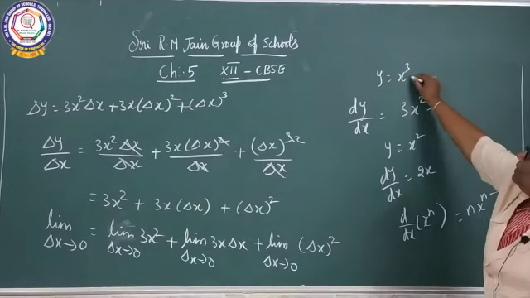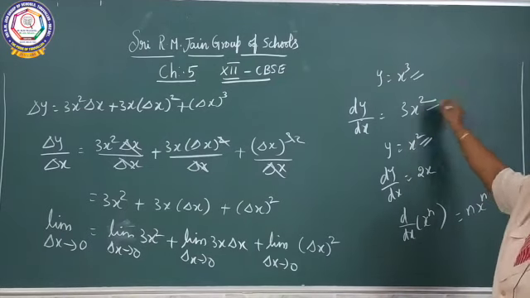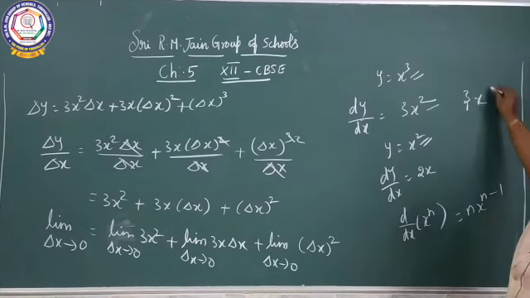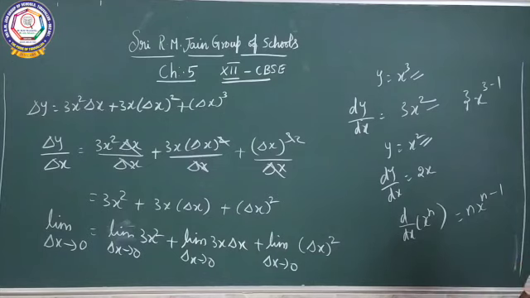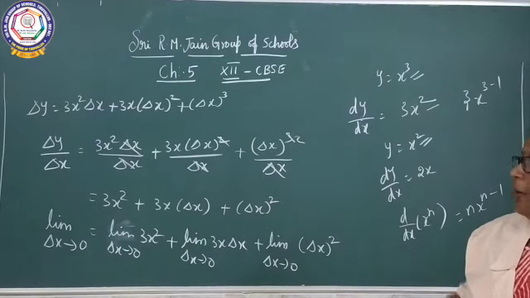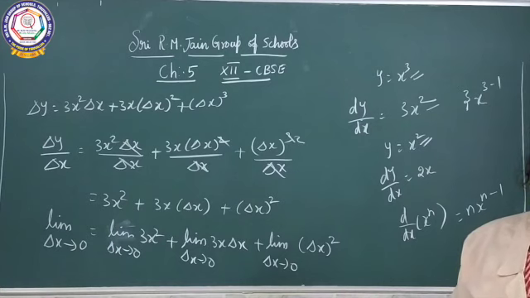See, it is in a power. What is the value of n? 3. x power n minus 1. n minus 1 is nothing but 3 minus 1. This is the derivation of the formula according to the first order principle.